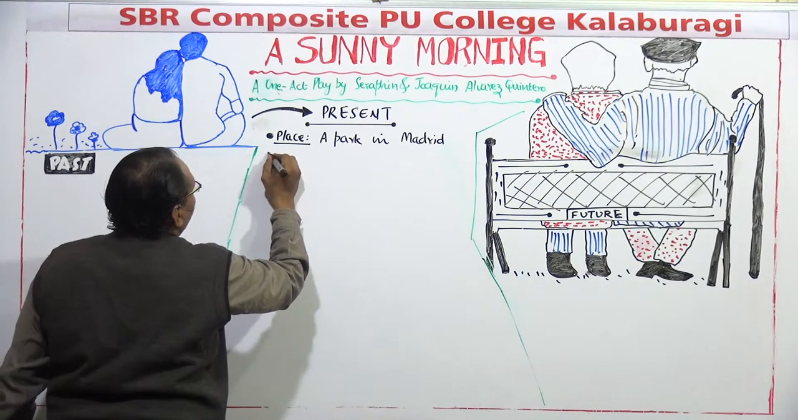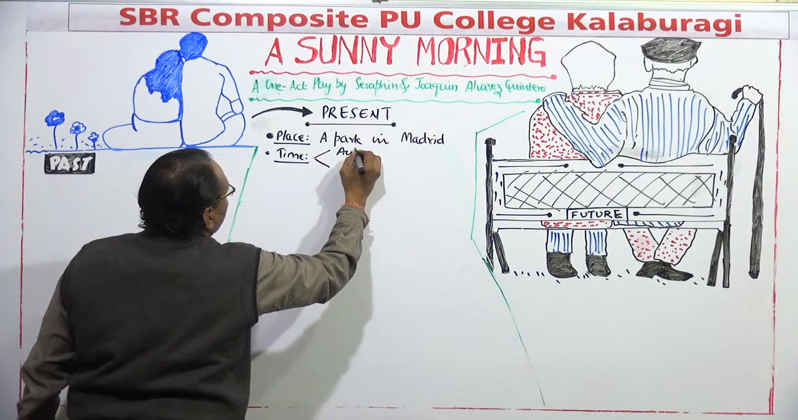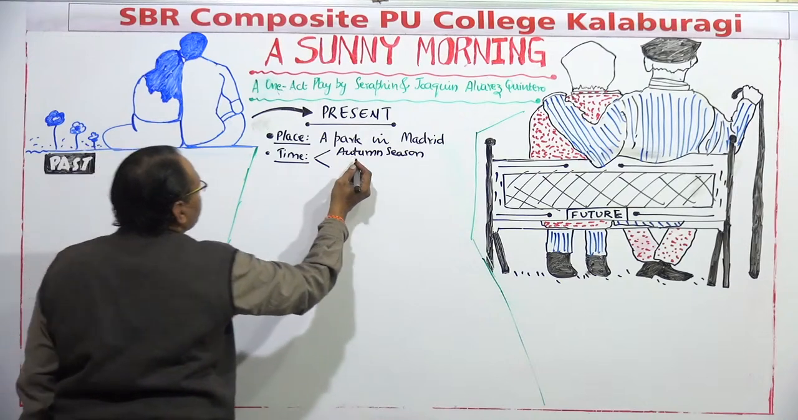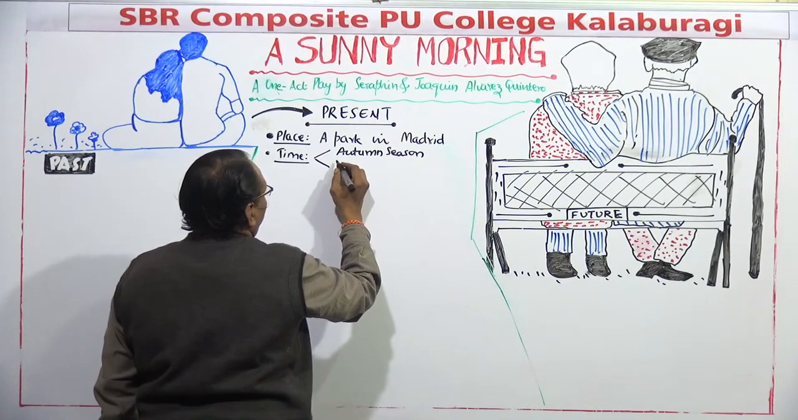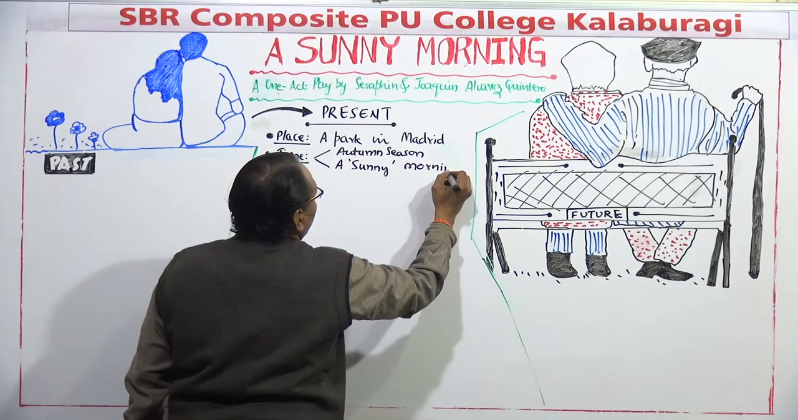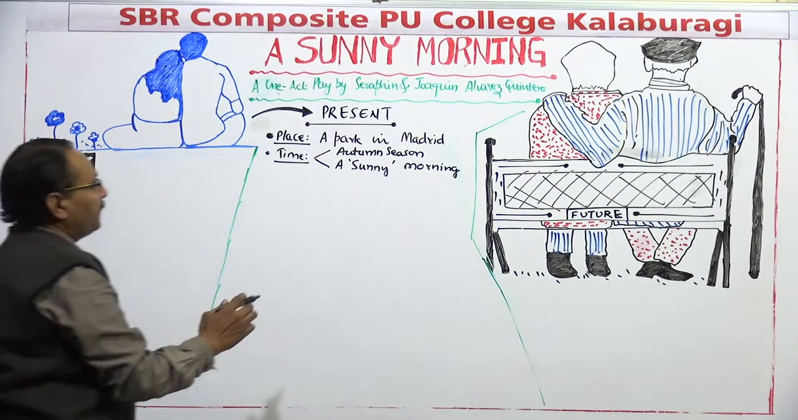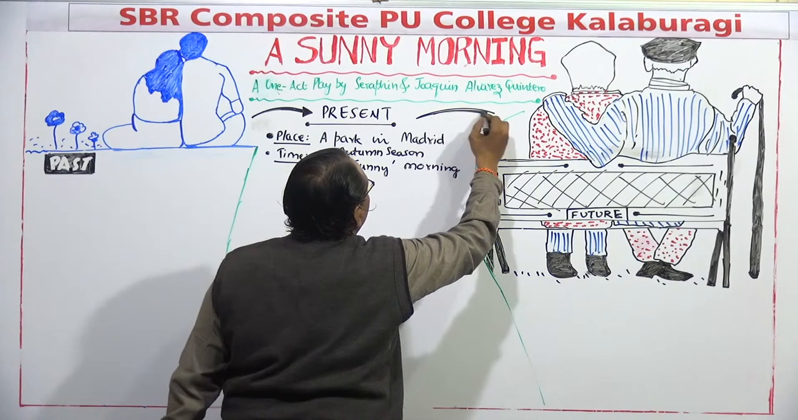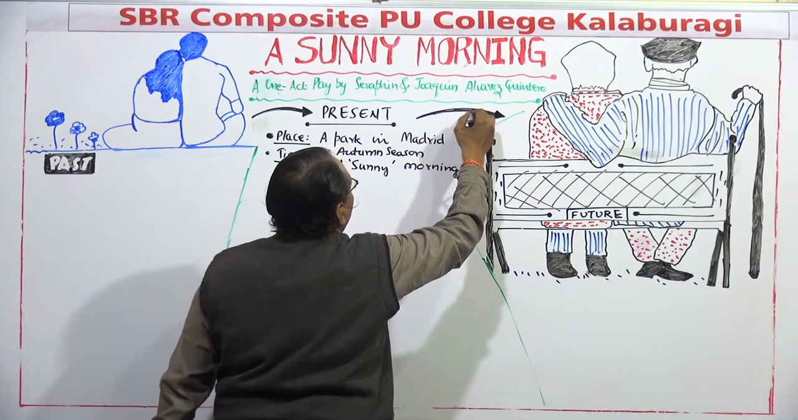So time, when it comes to time, time is autumn season, as I said to you yesterday. Let us take this part, because autumn season directly indicates their mellowing age, old age. So it is correct. And then a sunny morning. Sunny stands for hope, and morning, of course, is the beginning. So it has a reference to the past. So the present has a reference to both. It has a reference to the past, and it also has a reference to future. So that is how we are going to see both of them here.